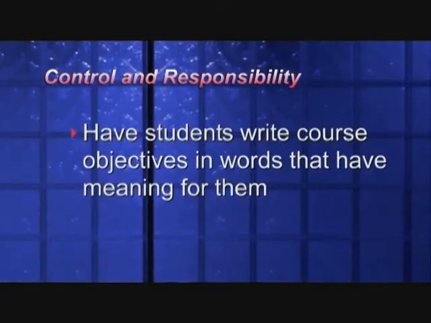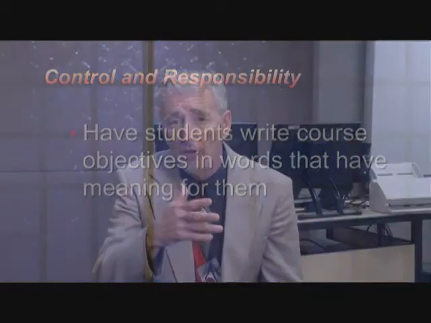Give control for part of the course, let's say the subject, over to the students. How do you do this? There are multiple ways that you could do this. One way is at the beginning of the class, ask the students to write the course objectives in words that have meaning for them. The value of this is that it starts where they're at and they're able to scaffold and have responsibility and therefore engagement in that process.